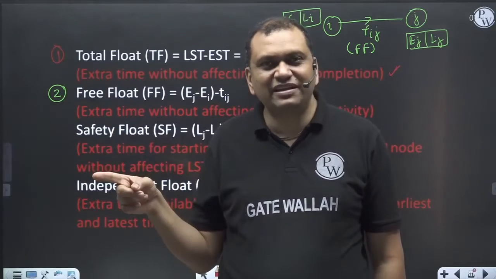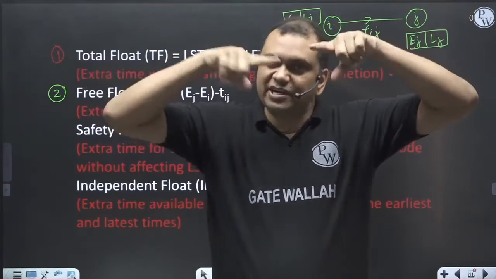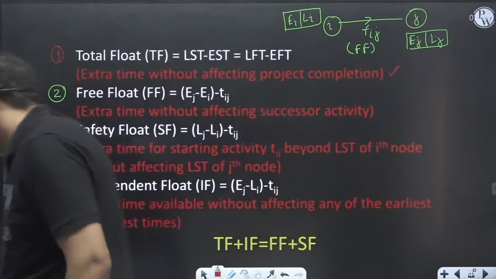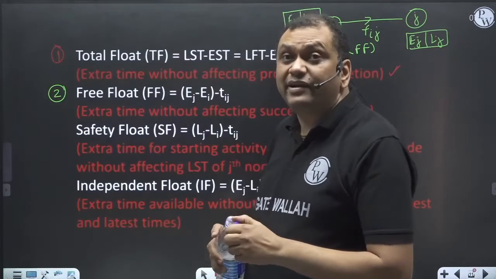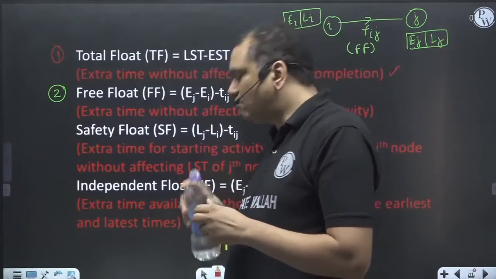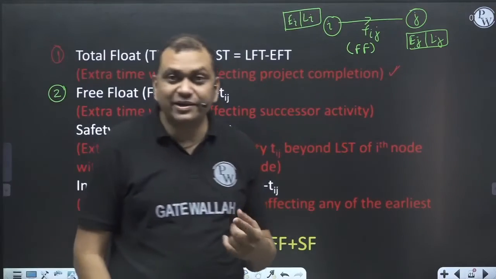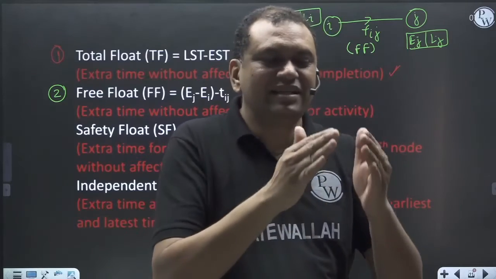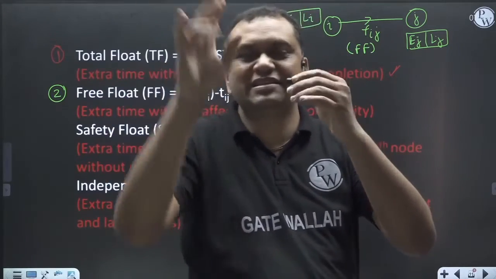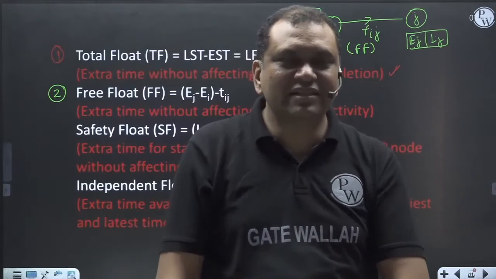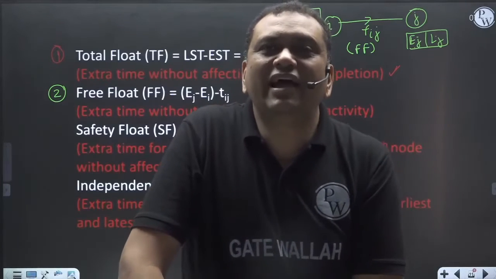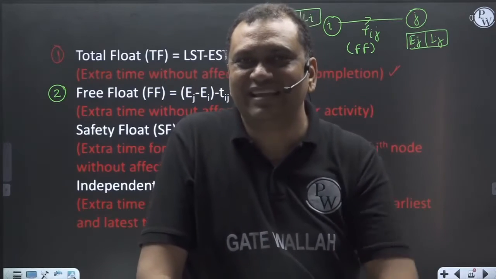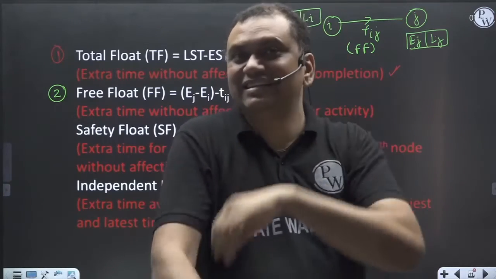Painting is a successor activity and cementing the wall is a predecessor activity. I told you this before. Now, hear very carefully what I'm saying. Cementing the wall is a predecessor activity. Painting is a successor activity. Let us say the activity of cementing the wall has a free float of 3 days.